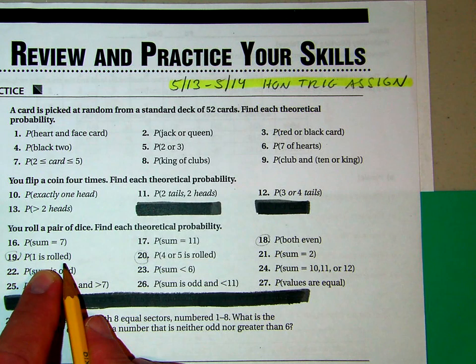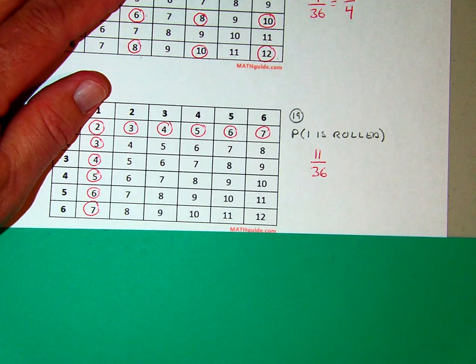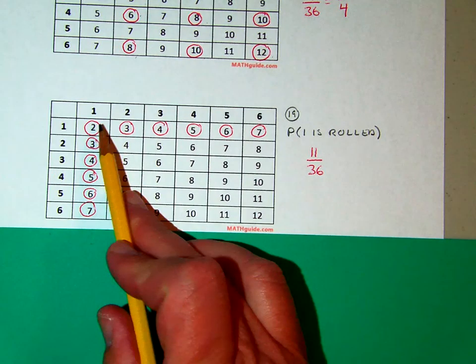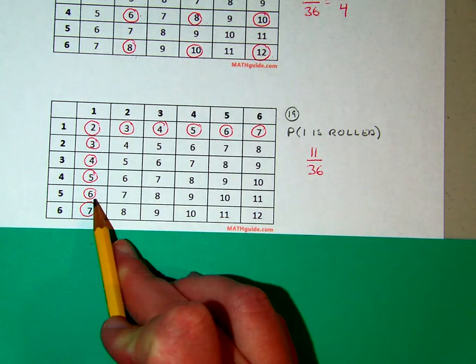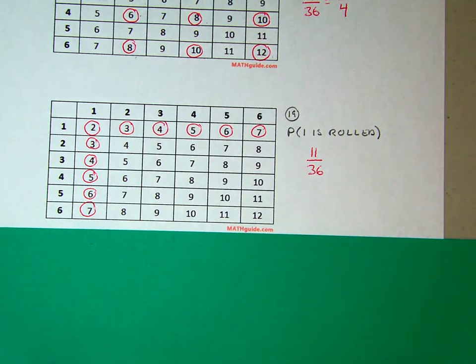So going back to our table, what I did is I circled all the possibilities that represent a 1 being rolled. So it could be a 1-1, 1-2, 1-3, 1-4, 1-5, 1-6, 2-1, 3-1, 4-1, 5-1, 6-1. Count up how many circles fit that condition of a 1 being rolled. There's 11 of them, so there's 11 out of 36 chance that a 1 is rolled.